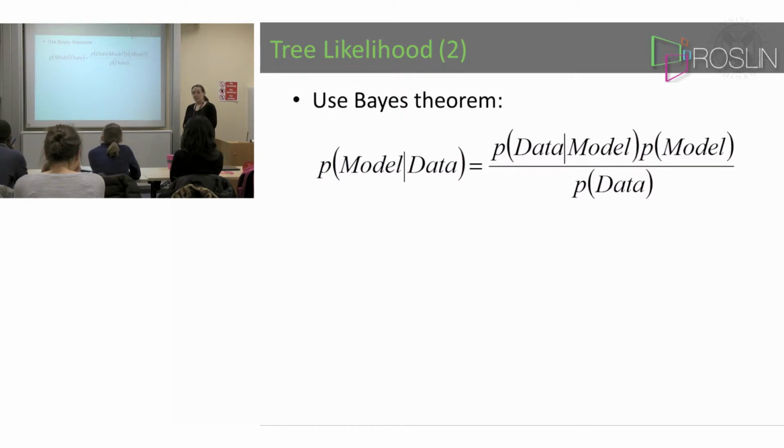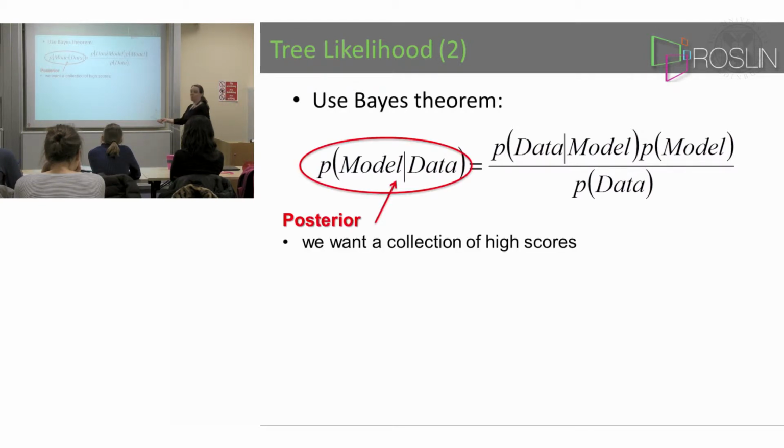The Bayesian part, in order to calculate the probability of our tree given our sequences, is done using Bayes' theorem. This is what we want to calculate: the probability of our tree given our sequences, the probability of the model given the data. This is called the posterior, and this is the thing that we want. If we want it to have a high score or a collection of high scores, this is what we're aiming to get. However, we can't calculate this directly.